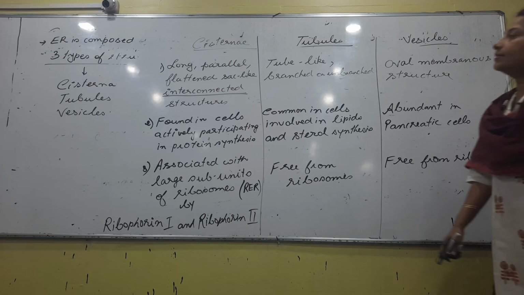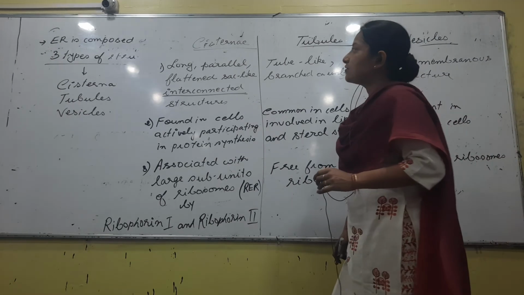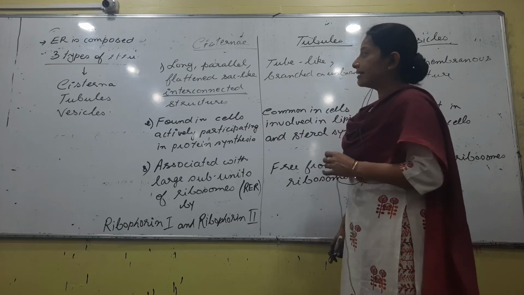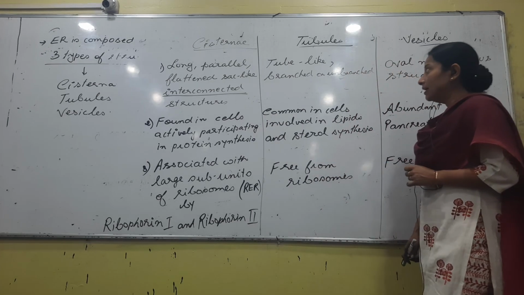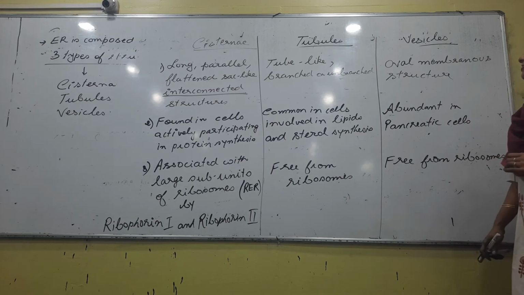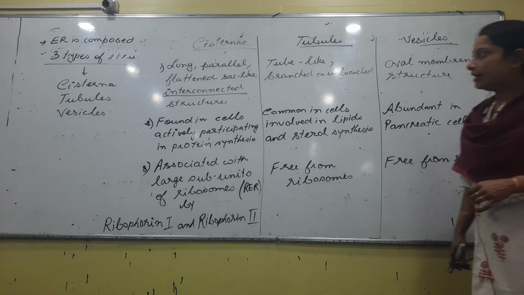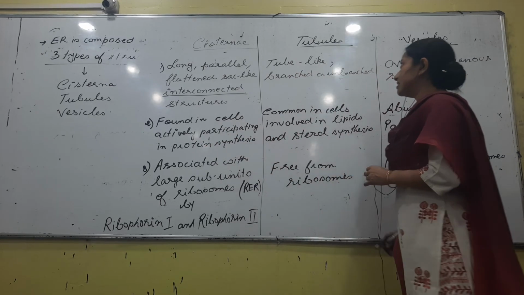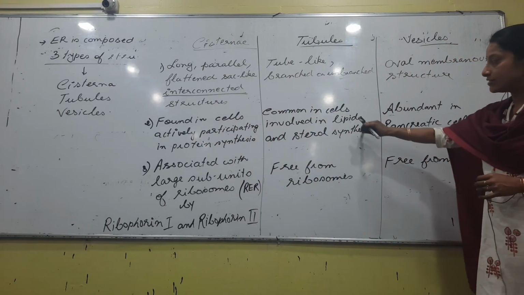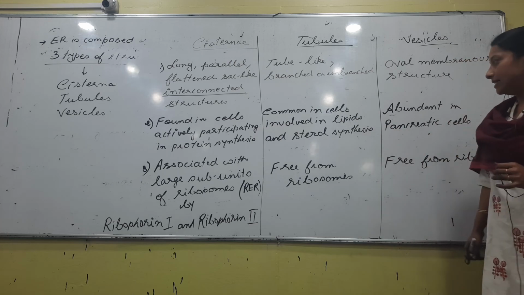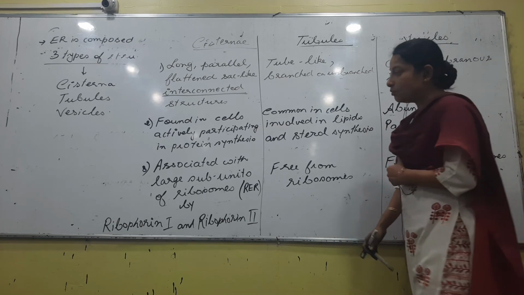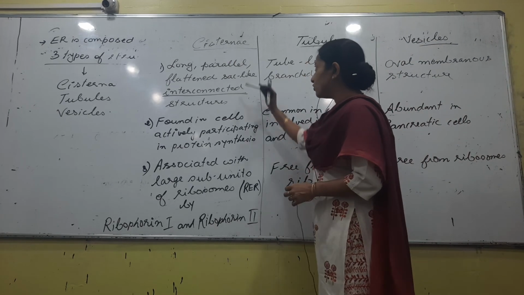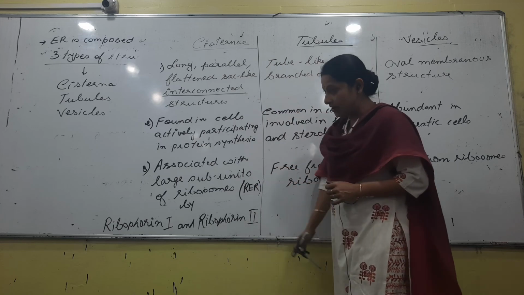Okay, so talking about the three parts or three structures of endoplasmic reticulum: the flat sac-like structure that is called a cisternae, tube-like tubules, and round structures, vesicles, right. Cisternae are more in cells involved in protein synthesis, and more tubule-like structures are found in cells involved in lipid and sterol synthesis.